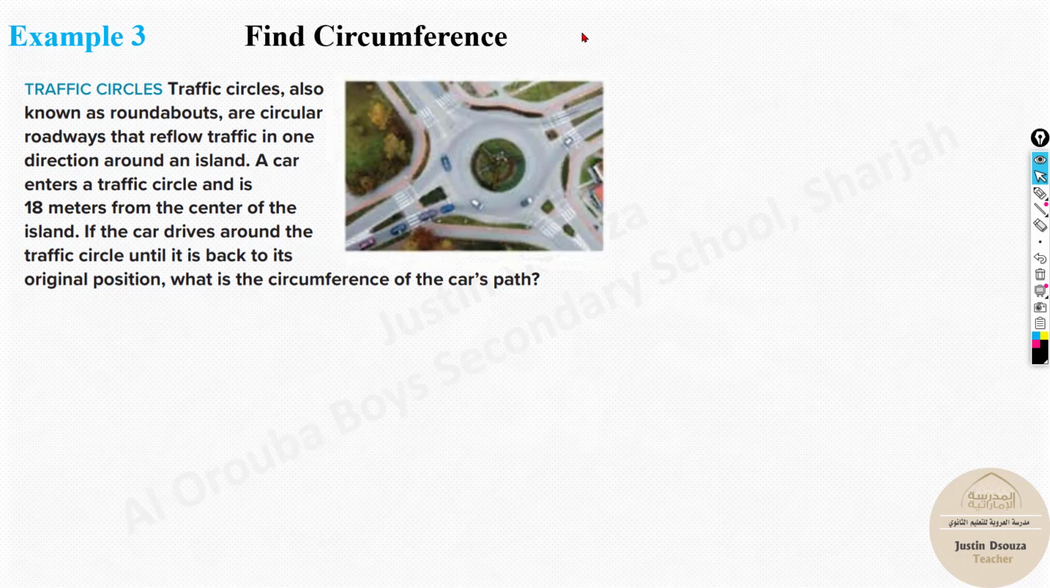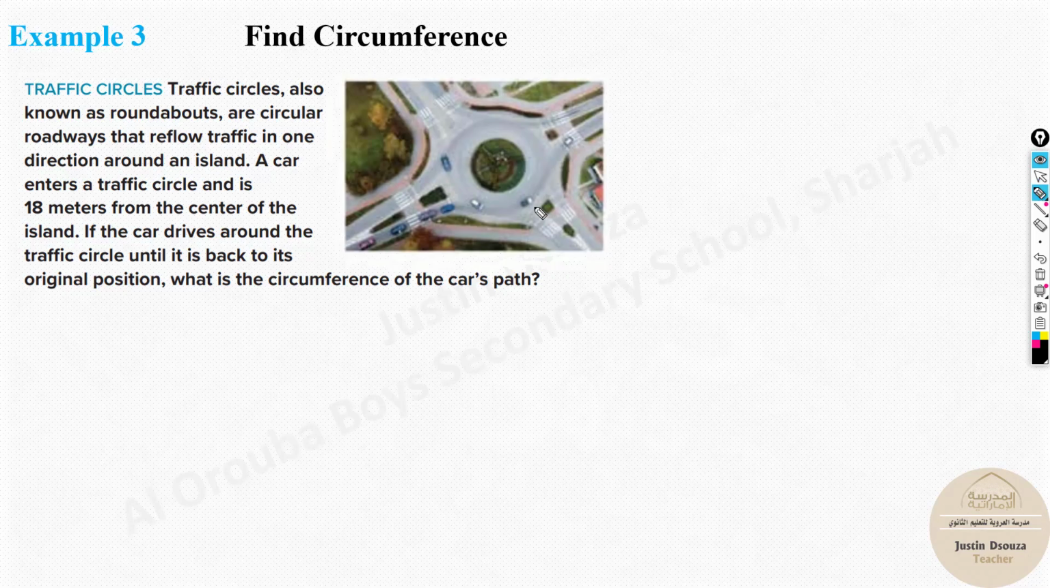Now let's look into a real world problem of finding circumference. Here, traffic circles. Traffic circles, also known as roundabouts, are circular roadways that flow traffic in one direction around an island. A car enters a traffic circle and is 18 meters away from the center of the island.